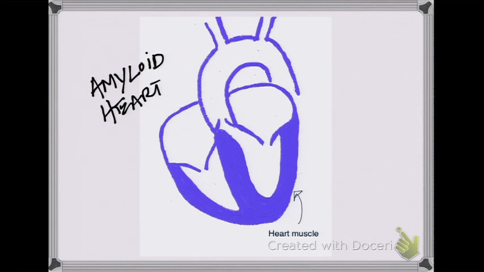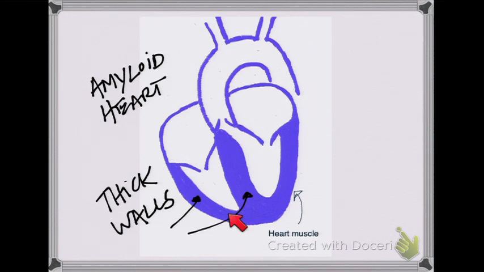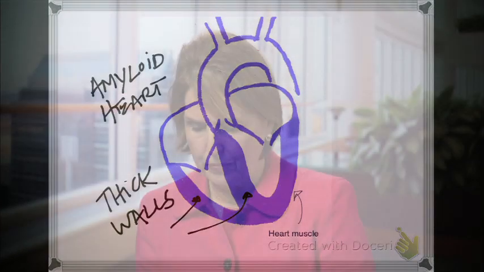So what happens in amyloid heart disease is that the walls of the heart, particularly the lower chambers, become much thicker than they should be. So here we see that both the walls of the right ventricle and of the left ventricle are much thicker, and that's due to the process of amyloidosis. But why does that really happen?